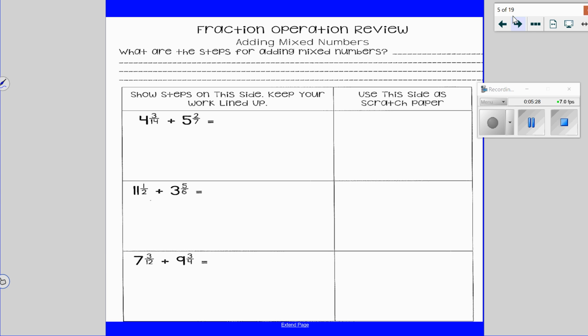All right, so what is our first step of adding mixed numbers? Making it a fraction. That was my first step, but Mr. Moore does not like that step. He wants to separate the fraction and the whole numbers.